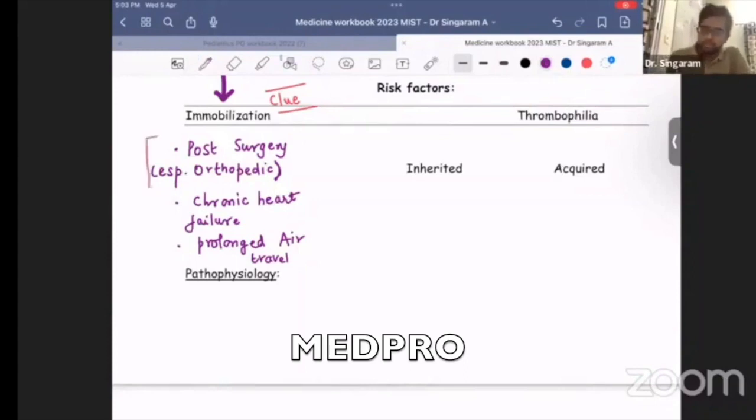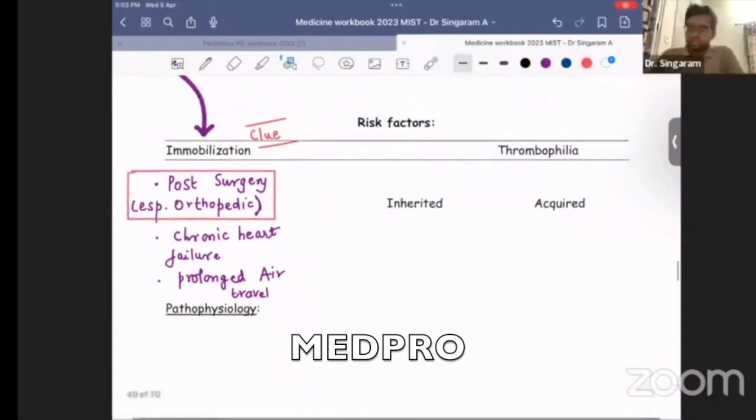And the most important clue you should always remember is the post-surgical condition. Now, this is the usual thing. Next thing you have to remember: polytrauma patients also.